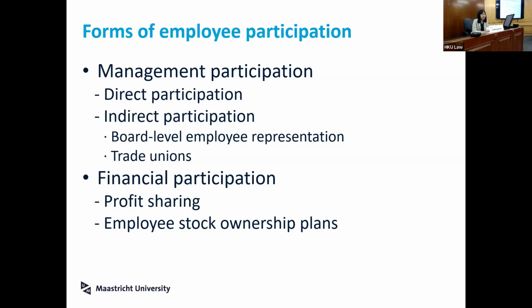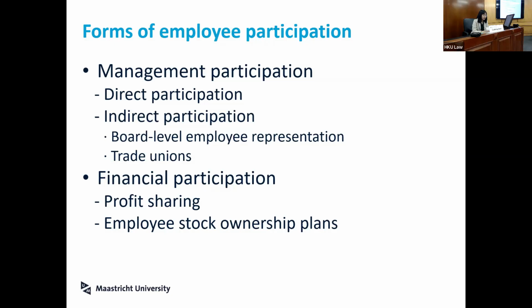I've given an example here. For example, in China, the newly adopted company law that just came into force last year stipulates that for companies with more than 300 employees, there can be employee representatives on the board of directors. For the supervisory board, one third of the board members must be employee representatives. That's what we call board level employee representation. And in Germany, it's mandatory for most companies to have employee representatives on their supervisory boards.